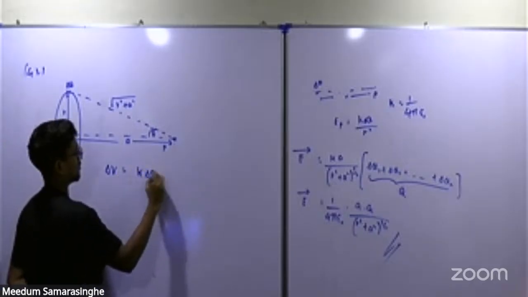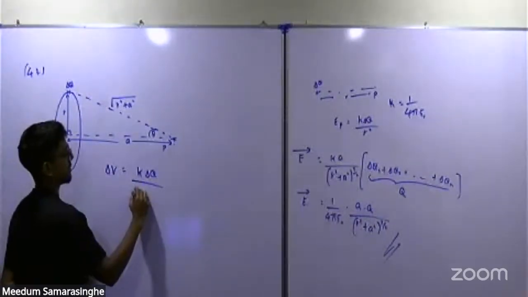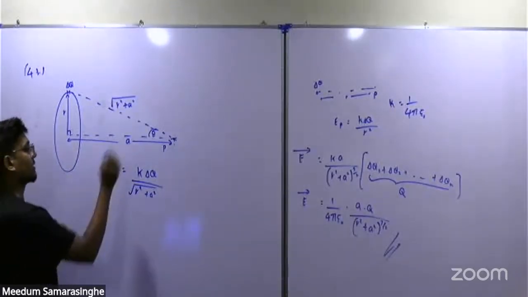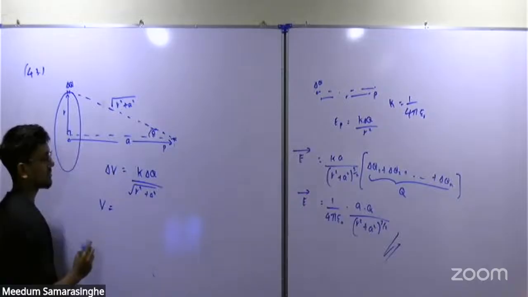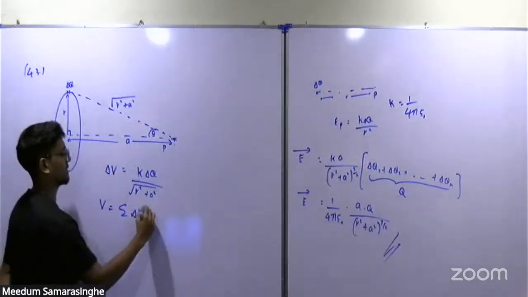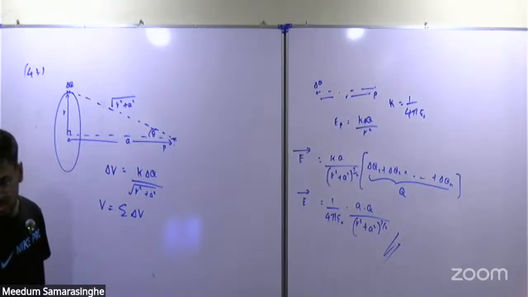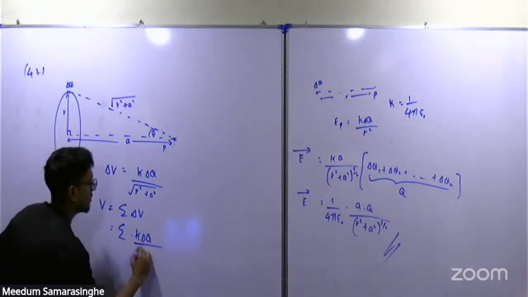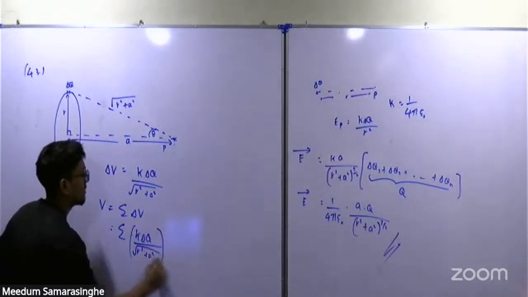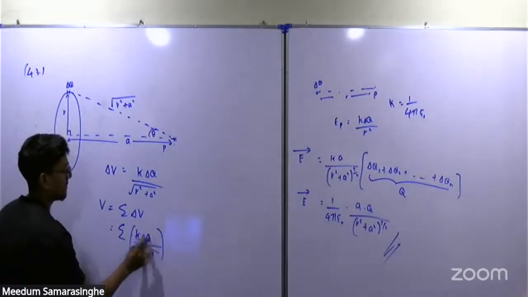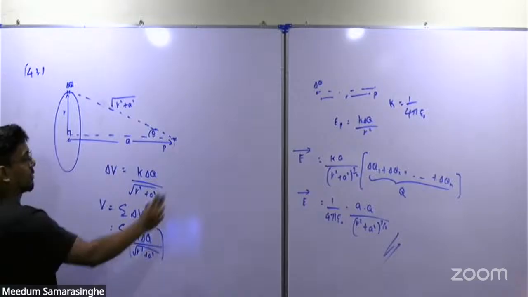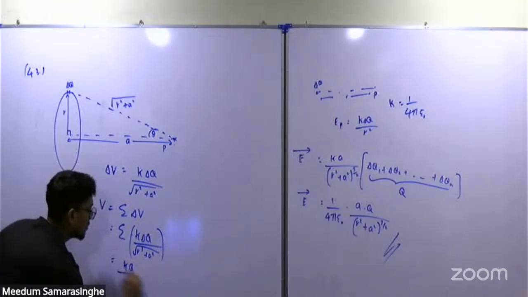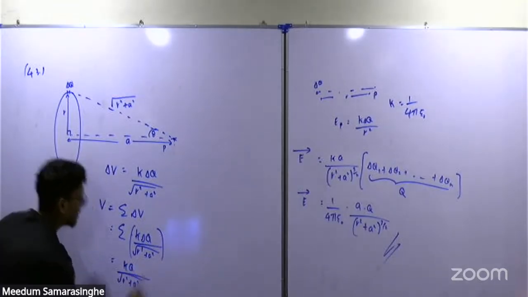Delta V is kQ over r. The distance from here to here is the square root of R squared plus a squared, right? So to find the total potential, there are no directions, so you can just take the sum, sigma delta V, which is k delta Q over the square root of R squared plus a squared. When you add up, k is a constant, and delta Q1, delta Q2, and so on, the whole thing will be Q. So that is kQ over the square root of R squared plus a squared.